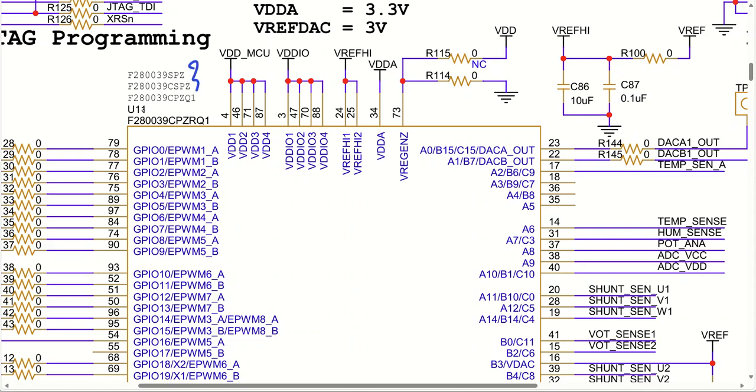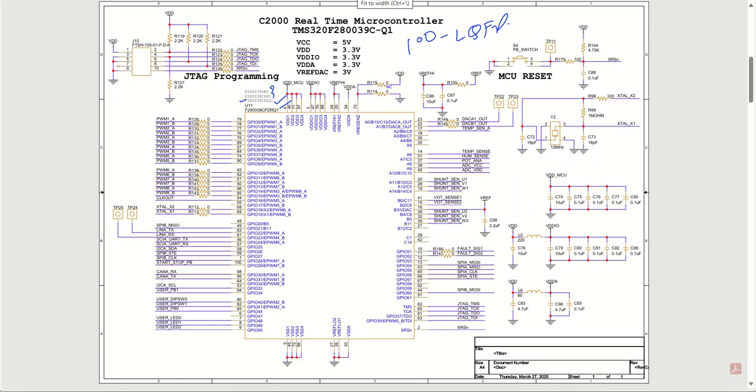So these two are non-automotive parts and this is an automotive part. This part and this part are both the same because it is just like a reel, that's all. So F280039 CPZ RQ1, okay. Otherwise the non-automotive part will be F280039 CSPZ. All right.